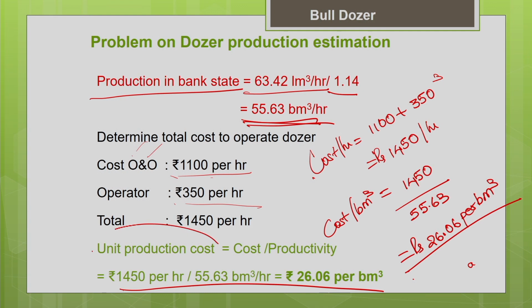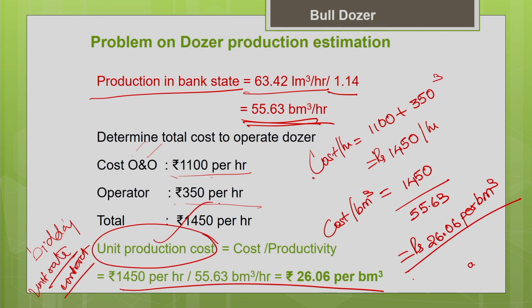So this is a very important parameter, as I told you, when you plan for your bidding. When you go for a unit rate contract, in the unit rate price that you quote, this part will also form a component of that. So that is why you have to be very careful in the estimation of the unit production cost. For that you need to have a thorough knowledge of how to estimate the cost associated with the machine and the productivity associated with the machine. Then only you can make an accurate estimate of the unit cost of production.